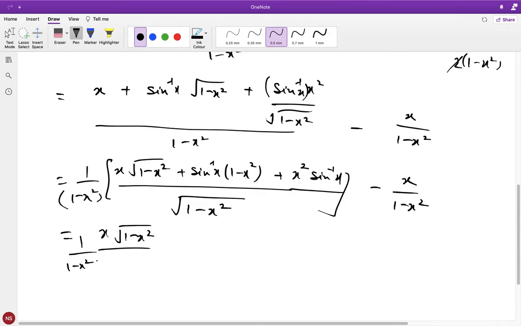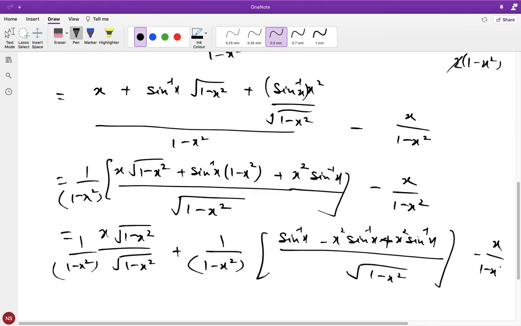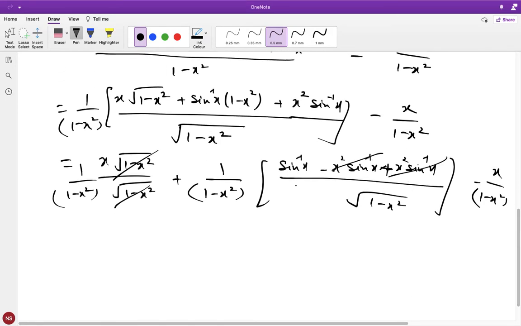So 1 by 1 minus x square into x into root 1 minus x square by root 1 minus x square, plus 1 by 1 minus x square into this. When you open the bracket, what will you get? Sine inverse of x minus x square sine inverse of x plus x square sine inverse of x, divided by root 1 minus x square, minus x by 1 minus x square. I know, because there are so many calculations in this problem, that is why people make mistakes. Cannot help it. This will be cancelled.